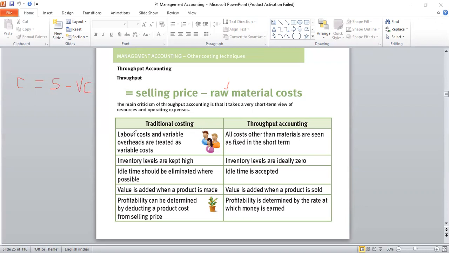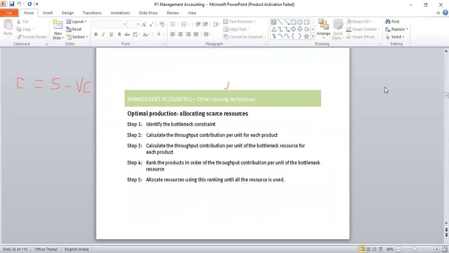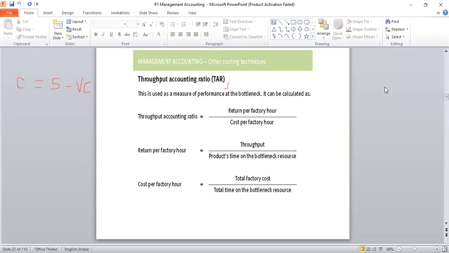Traditional costing treats them also as variable cost. So we have sales minus material, labor, variable overhead, all of them deducted, as contribution. That is the traditional method. But here only material is seen as variable cost, and all others are seen as fixed cost. That's the difference. The rest of it is the same, that is, per unit of the constraint, how much throughput is allocated.